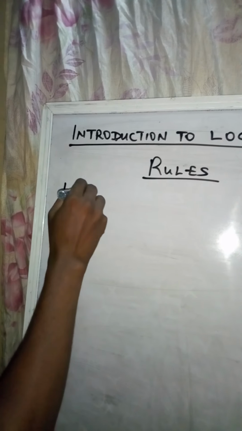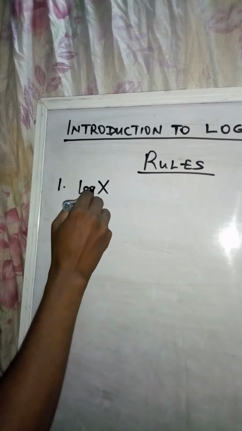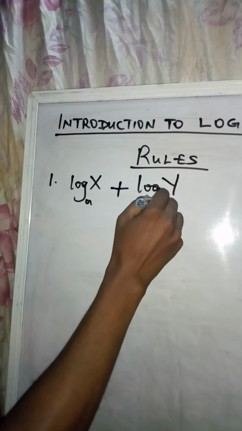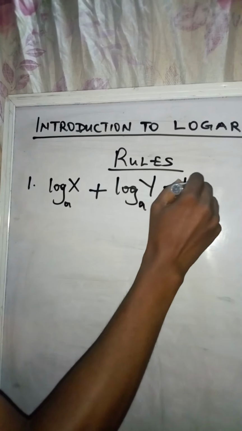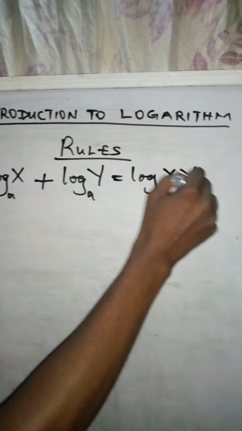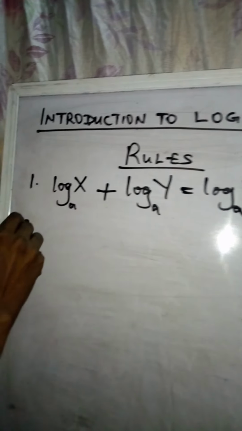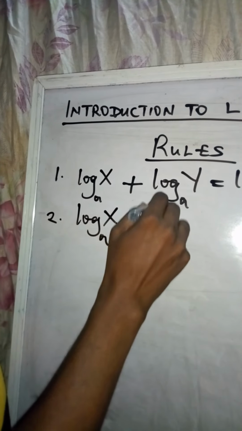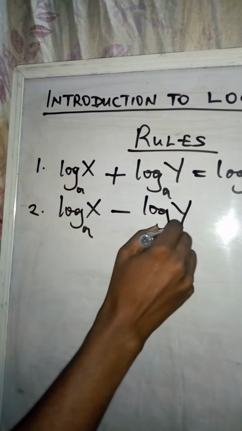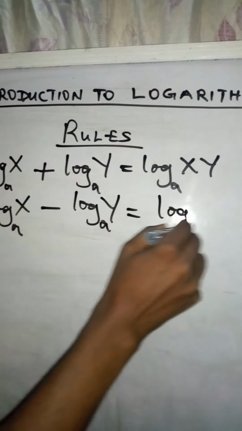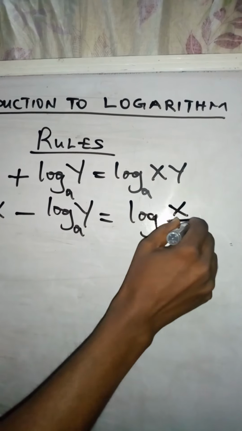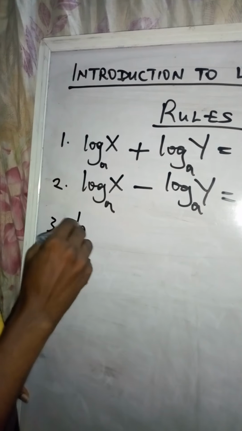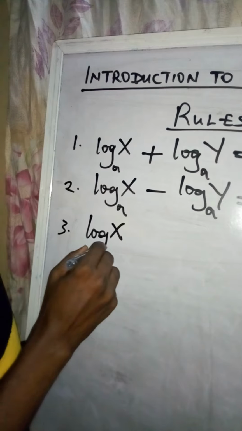1. We have log x base a plus log y base a is equal to log xy base a. And 2, log x base a minus log y base a is equal to log x divided by y base a.